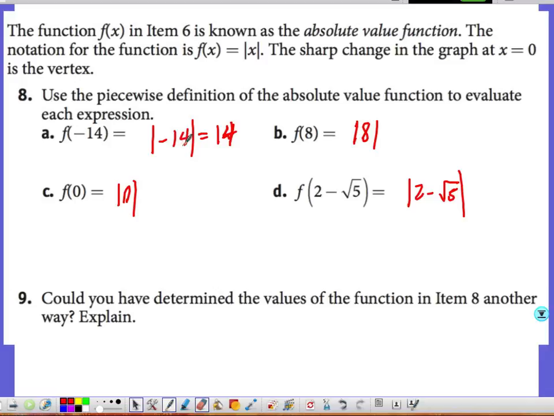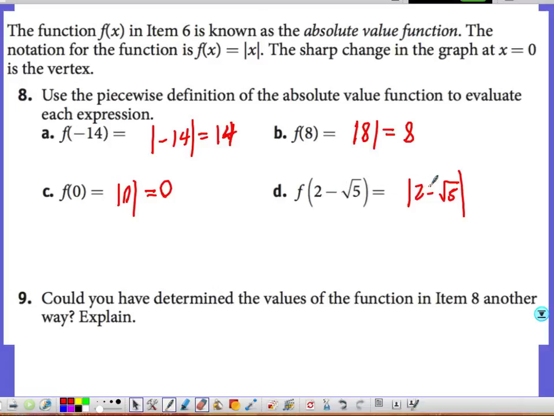Anytime you have a negative number inside the absolute value, the answer is going to be positive. Anytime you have a positive number inside the absolute value, the answer stays positive. So negative turns into positive, and positive stays positive. If you have 0, the answer is always going to be 0.